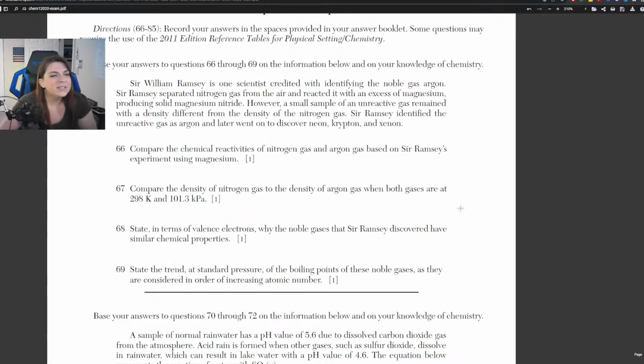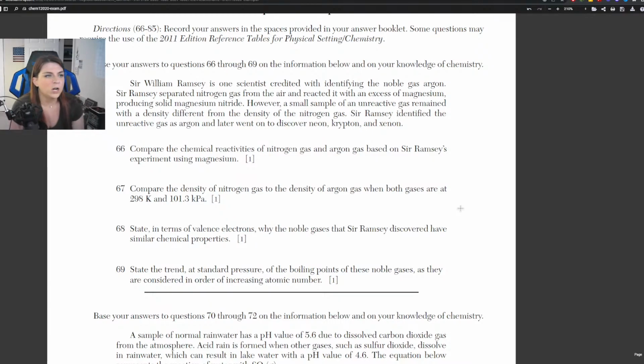Sir William Ramsay is one scientist credited with identifying the noble gas argon. This is part C also. So they're going to do these things. They're going to give you little stories. They're going to give you like a lot of background information. It applies to stuff in real life, but a lot of the time the questions don't. So don't let the stories trip you up.